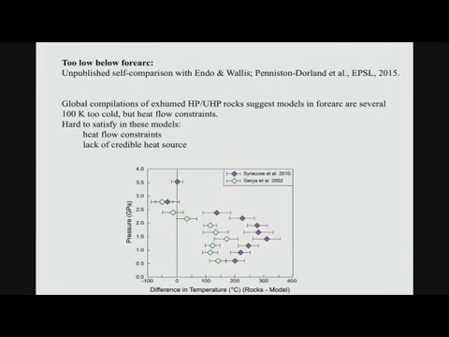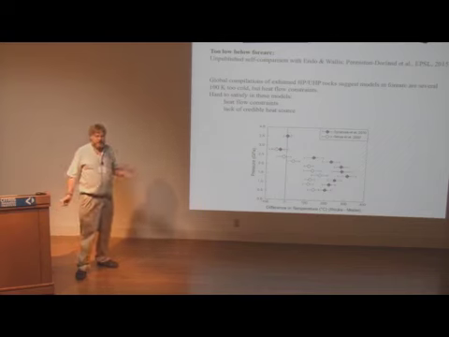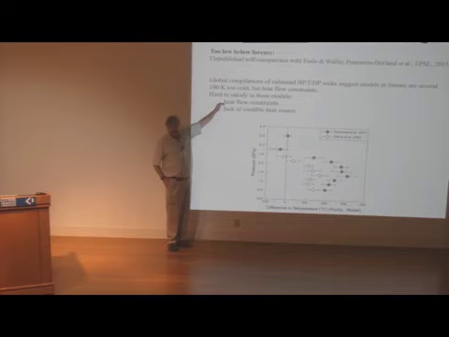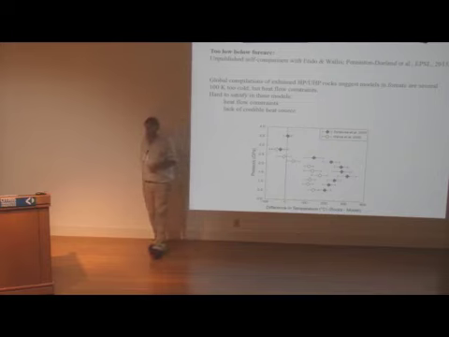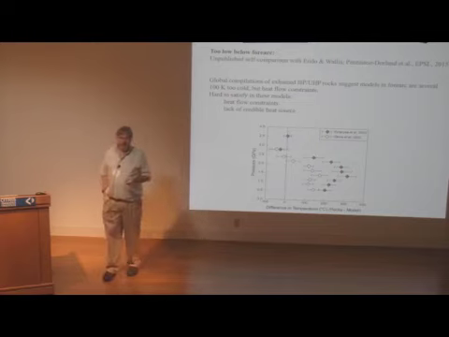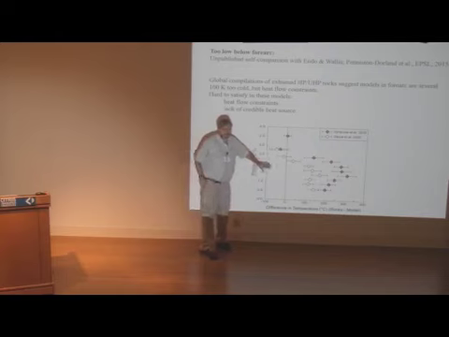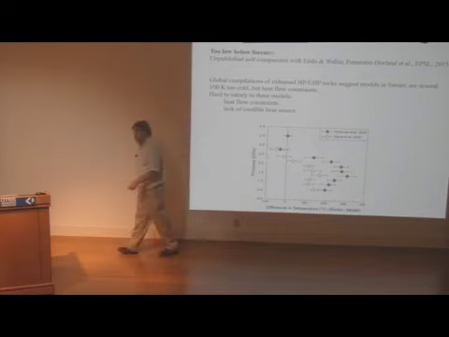Our models cannot logically be adjusted to create these fore-arc conditions. We just cannot do it. The reason for it is that the heat flow tells us the fore-arc is cold. We cannot increase the temperature by 300 degrees without violating heat flow constraints. There's not a credible heat source. Maybe locally in the pseudotachylite. But on a crustal scale, shear heating may contribute 50, but we need 300. So we cannot make these models.